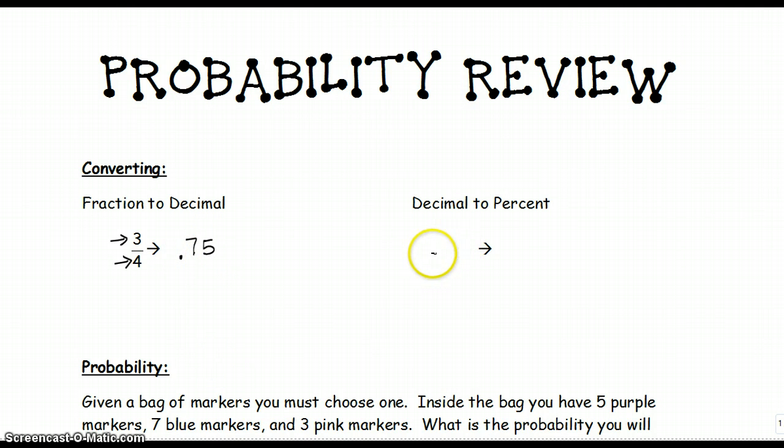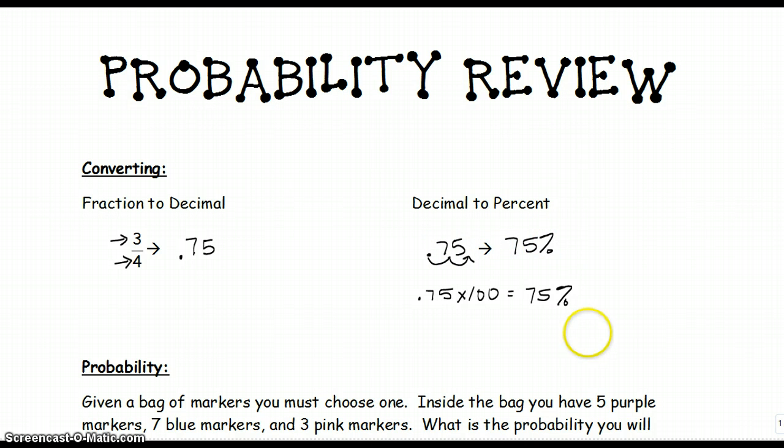Another thing we learned was how to go from a decimal to a percent. Well, we're just going to use that decimal we used before. You could either in your calculator do 0.75 times 100, and it's going to give you 75, in which we put the percent sign down. Or you can just move your decimal point over 2 spaces, which gives you 75%.